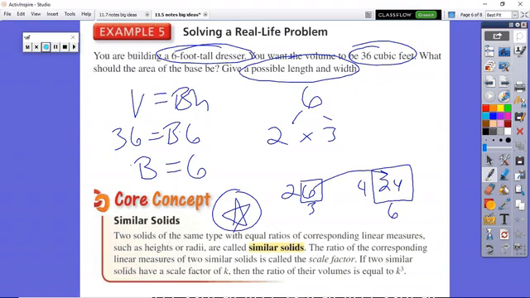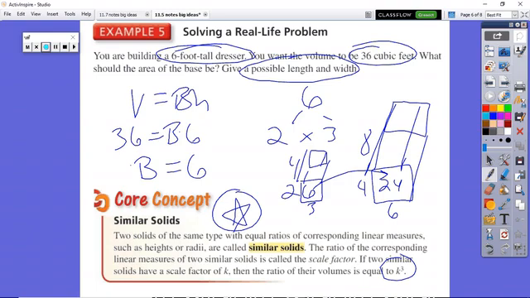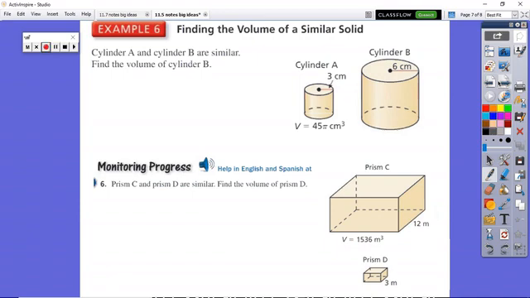Well, when we look at volume, it's going to be the next dimension. So if my scale factor is 2 to 1, my area ratio would be 4 to 1, and my volume ratio would be 8 to 1. If I made it a prism, and let's say I went by 4, and then this one would go by 8. Then 4 times 2 times 3 is 8 times smaller than 8 times 4 times 6. If that's a little confusing, example 6 should clear things up for you.